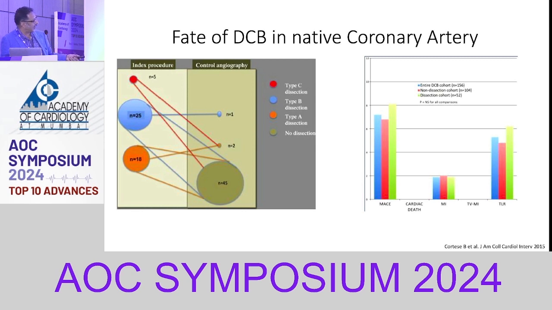The blue dot is type B dissections, where 1 continued to be type B, and the orange dot is type A dissection, where just 2 remained type B. Surprisingly, if you see the analysis, there have been no cardiac deaths in these patients.